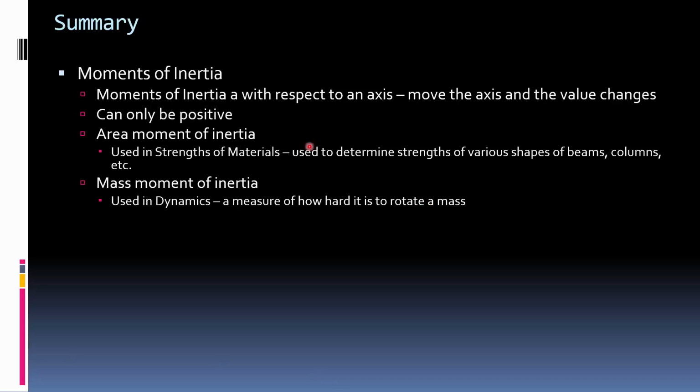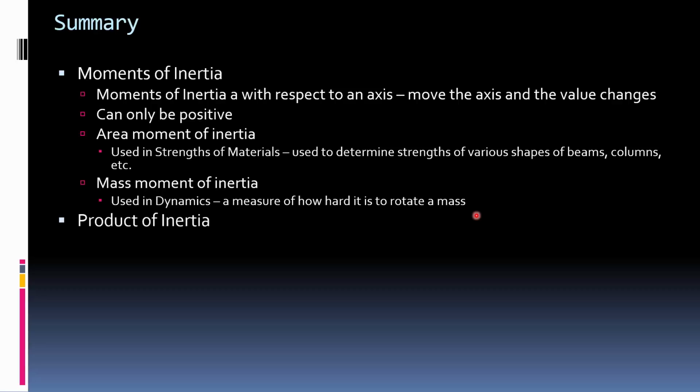Now you'll notice I just said that when you move the axis, the value of the moment of inertia changes, and I said it's not like mass. But here in dynamics, I said it is like mass. What's the difference? Well, when you're trying to rotate anything, an object, the further away you are from that object, it changes how hard it is to rotate it. And so that's going to be the mass moment of inertia.